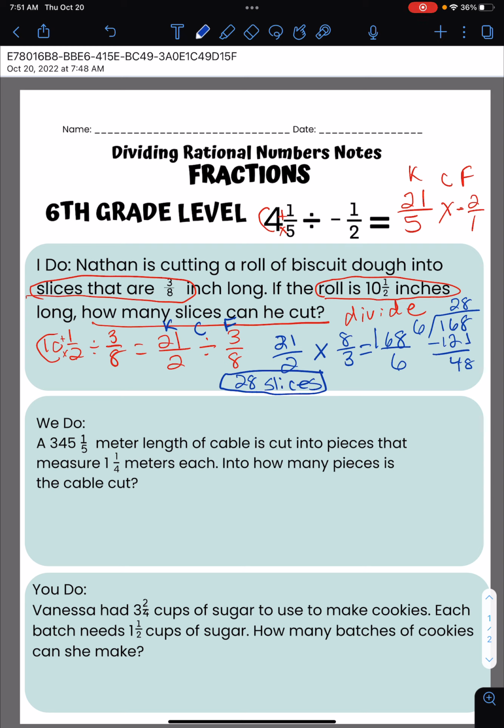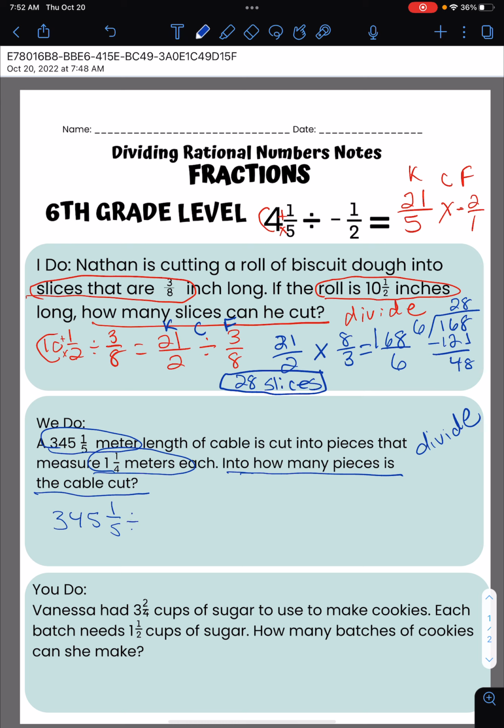It says a 345 1/5 meter length of cable is cut into pieces that measure 1 1/4. So this is the length of the cable, and we measure it and cut it into 1 1/4 each. Into how many pieces is the cable cut? So again, you're going to divide. So you're going to have 345 1/5 divided by 1 1/4.